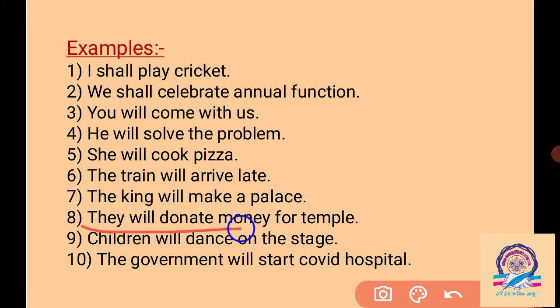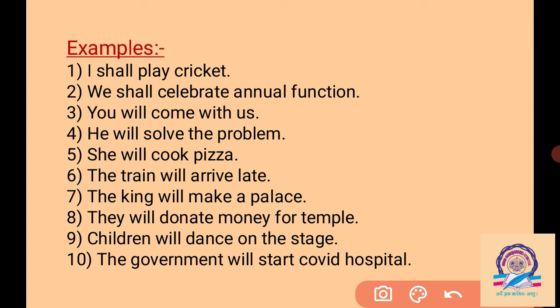They will donate money for the temple here. So they is the subject, will donate is the verb, then money is the object, then for the temple is the other words, and last we have to put the full stop. Children, here the subject is a plural noun. Don't worry, because the subject is plural, we can also use will here. It means with will we have to use a verb: children will dance on the stage here. The government, a singular noun, is given here, a singular subject, so: the government will start a COVID hospital here.